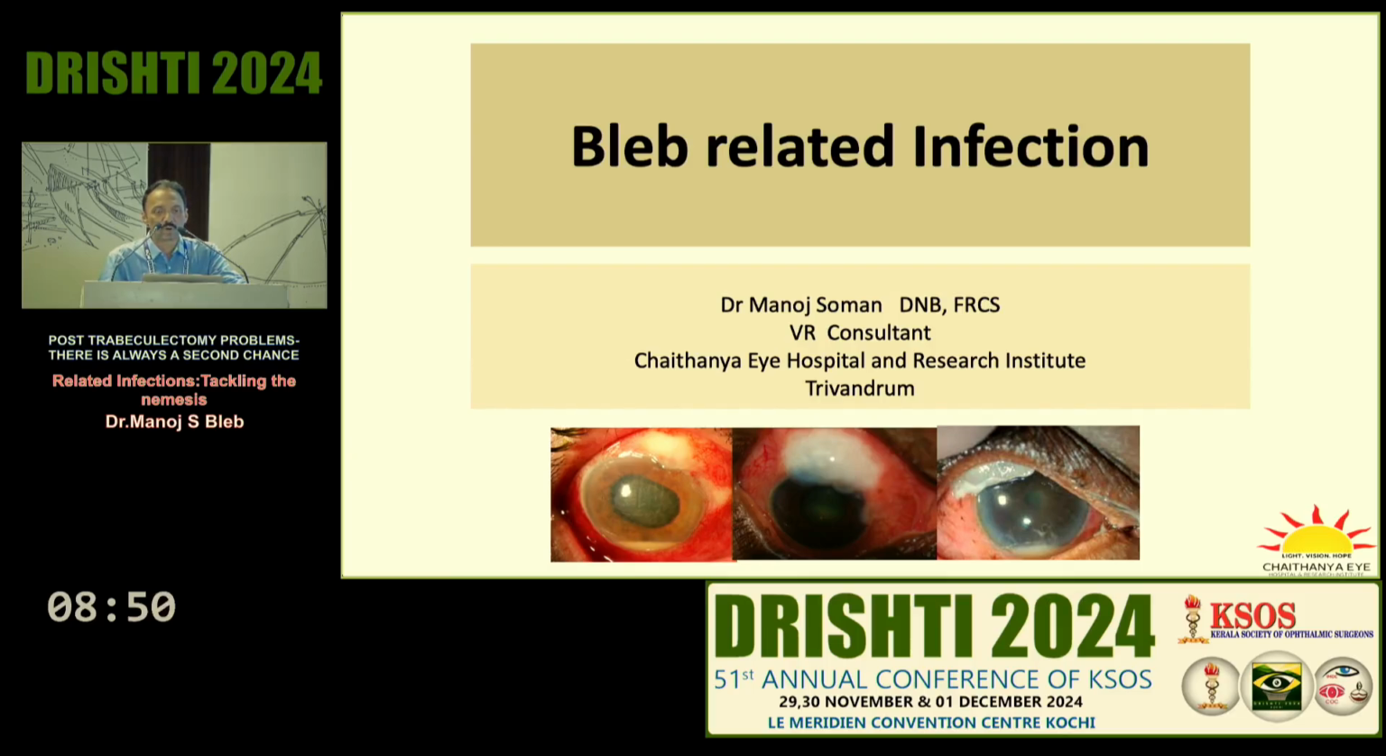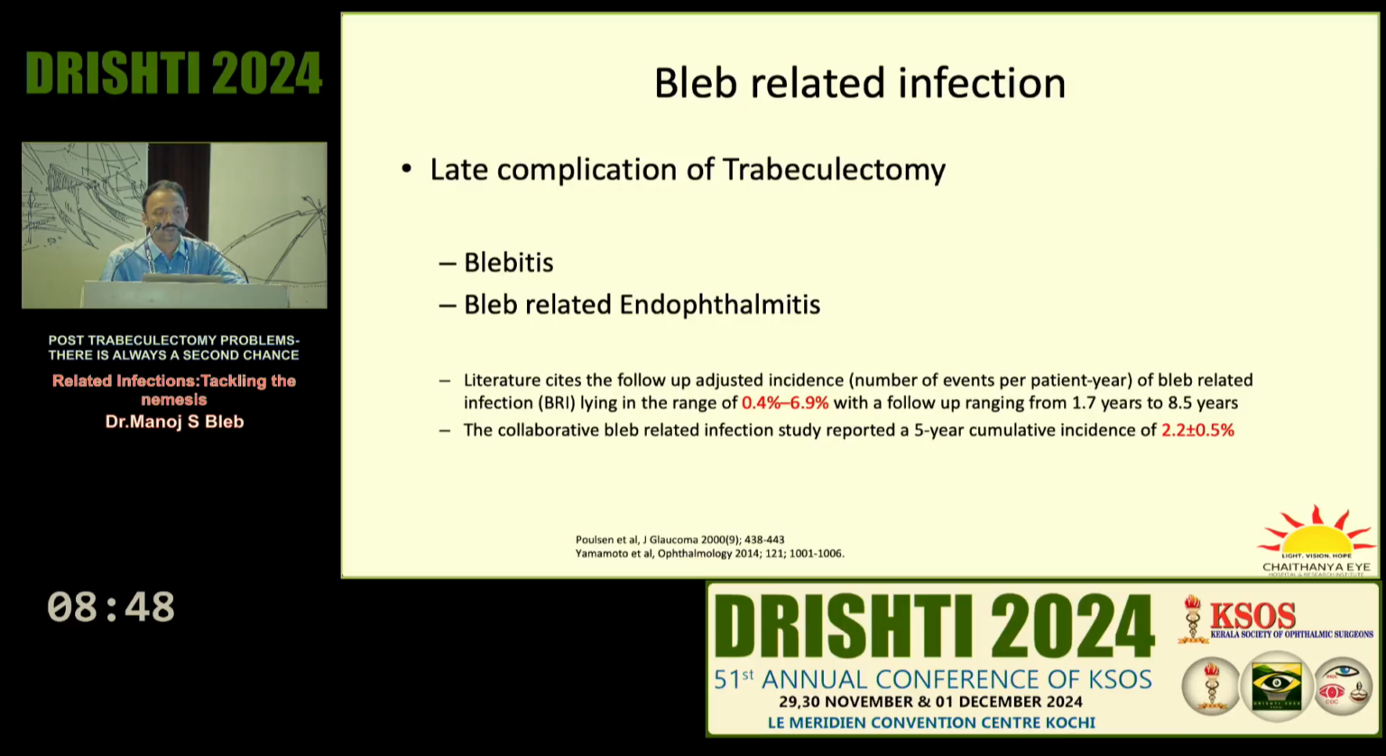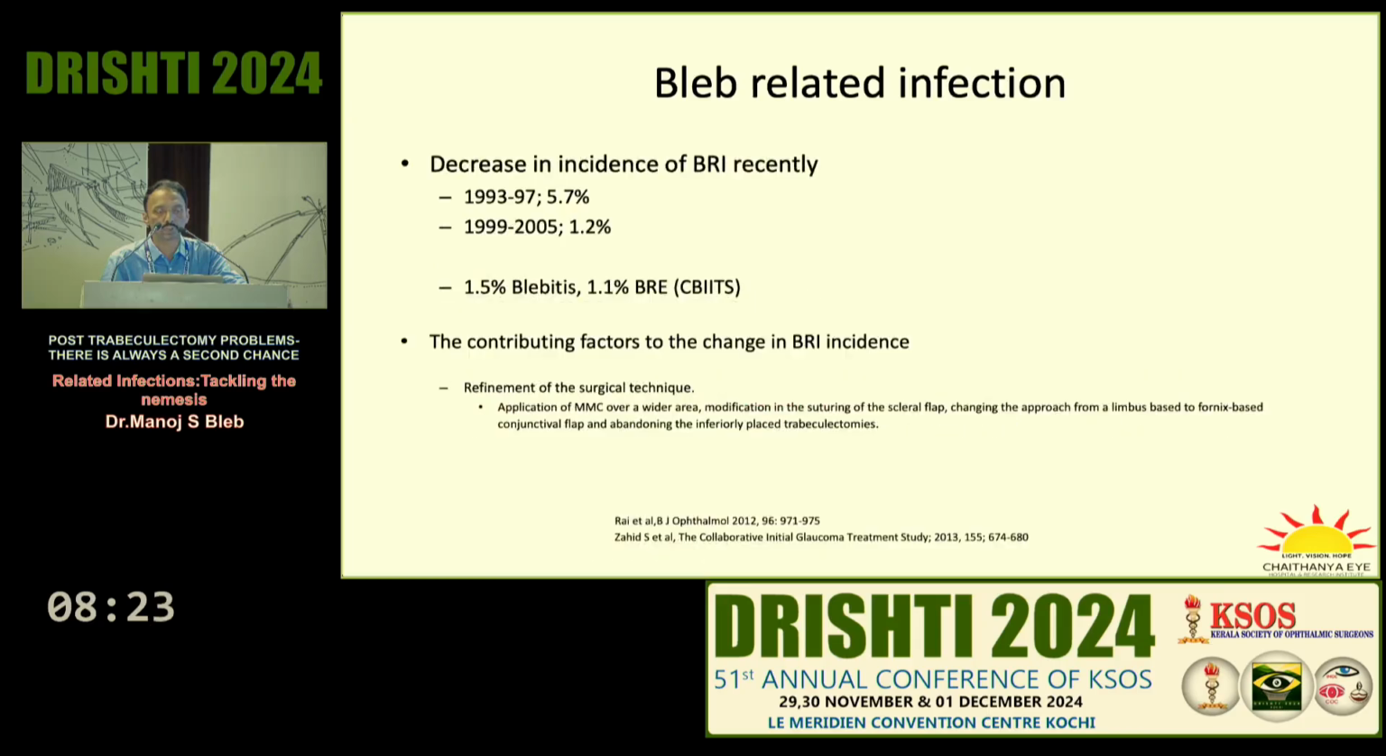So my talk will be on bleb-related infection. Bleb-related infection is a late complication of trabeculectomy. Broadly, this can be classified as blebitis and bleb-related endophthalmitis. If you look into the literature, the incidence of bleb-related infection is in the range of 0.4 to 6.9%. The collaborative bleb-related infection study reported a 5-year cumulative incidence of around 2%.